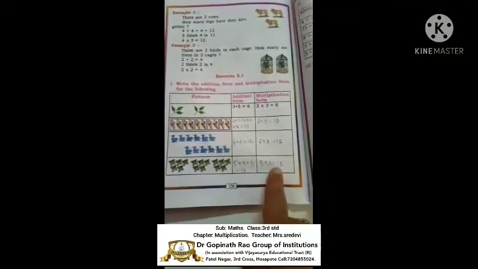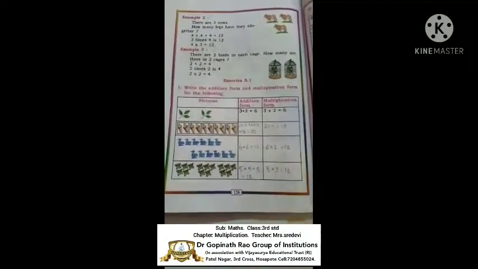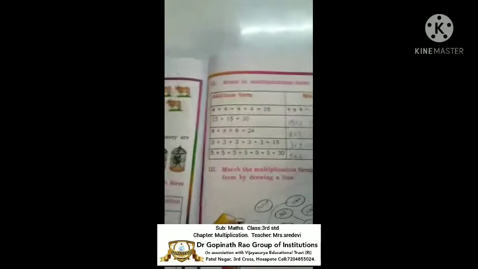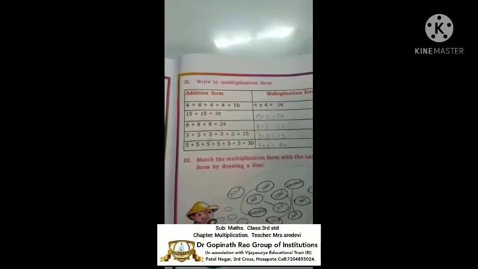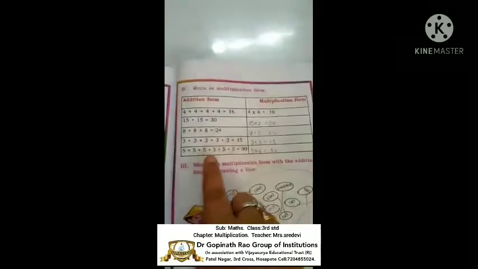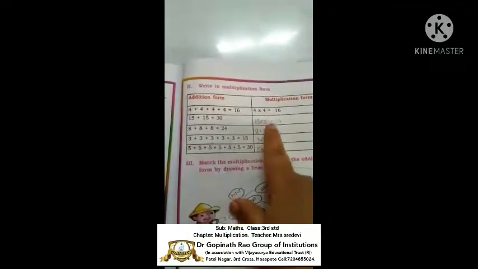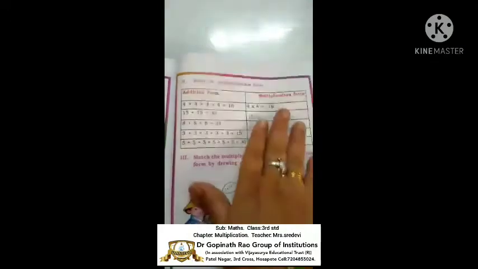It is nothing but 15. See children, are you understanding? Okay, next, second Roman number. Write the multiplication form. Here the addition form is given, so we have to write it in multiplication form.